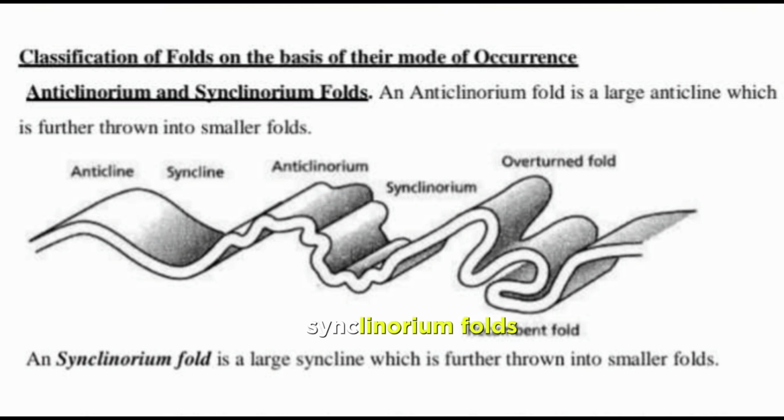Next is the classification of folds on the basis of their mode of occurrence: anticlinorium and synclinorium folds. An anticlinorium fold is a large anticline which is further thrown into smaller folds. A synclinorium fold is a large syncline which is further thrown into smaller folds.